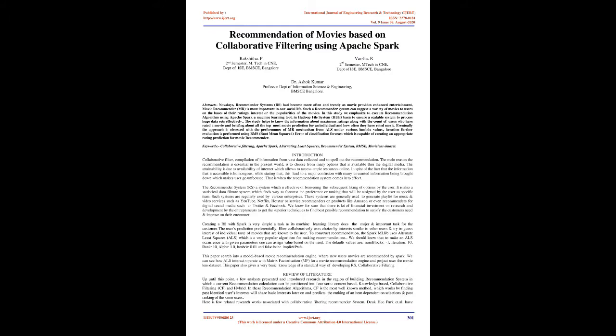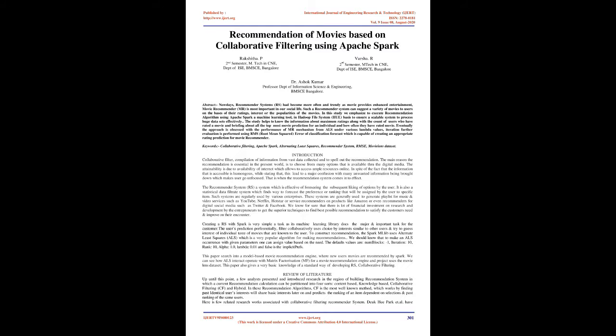Introduction: Collaborative filtering is a compilation of information from vast data collected, to spell out the recommendation. The main reason the recommendation is essential in the present world is to choose from many options that are available through the digital media. This is due to the availability of the internet, which allows access to ample resources online. Although the information accessible is humongous, this leads to major confusion, with much unwanted information being brought down, which makes users go unfocused. That is when the recommendation system comes into effect.